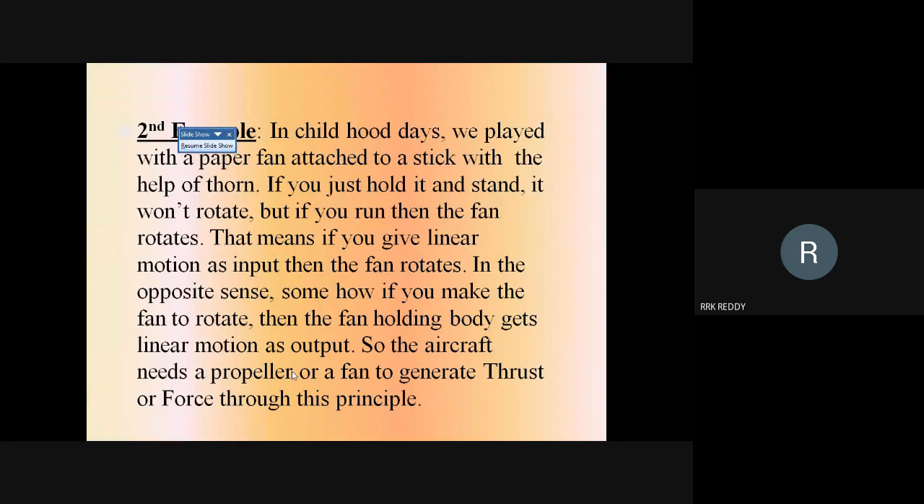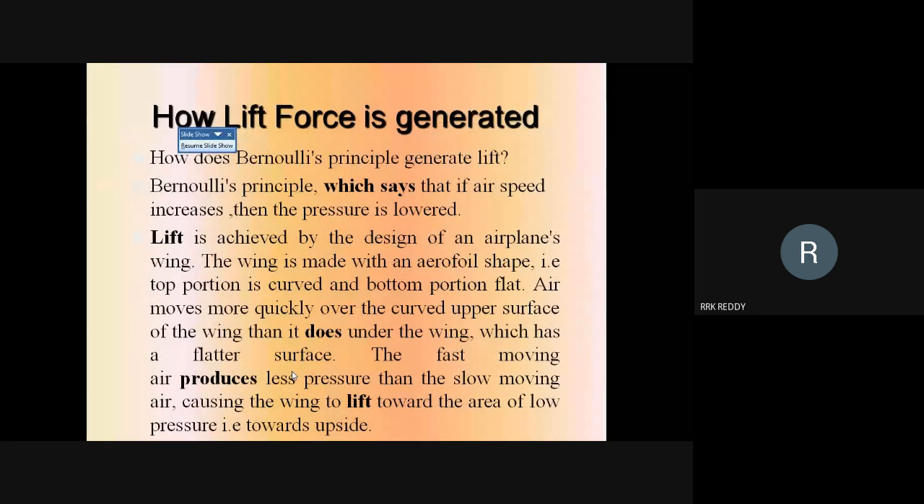Then coming to the second force, that is the lift force. How is the lift force generated? The lift force is generated based on Bernoulli's principle, which is also a well-known principle. How does Bernoulli's principle generate lift? Bernoulli's principle says that if airspeed increases, then automatically the pressure decreases.